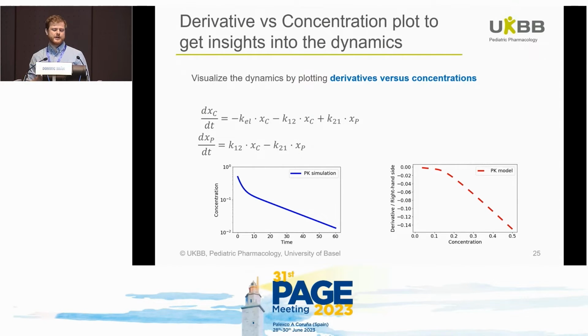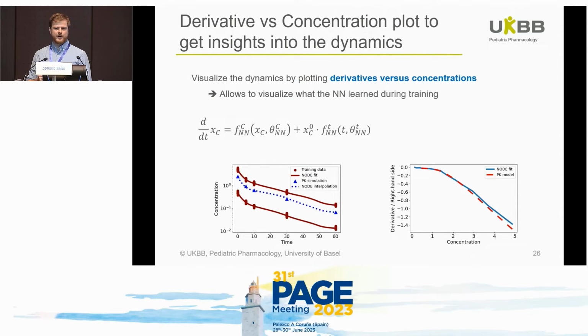The nice thing about our approach is now that we can do the exact same thing with our neural networks in the NODE. So we train our NODE on data here from a 2-compartment model, and we plot the derivative against the concentration. And here we see that the NODE did not learn just anything, but it really learned this biphasic behavior of the 2-compartment model. And with this, we can get an insight into what the neural network actually learned.